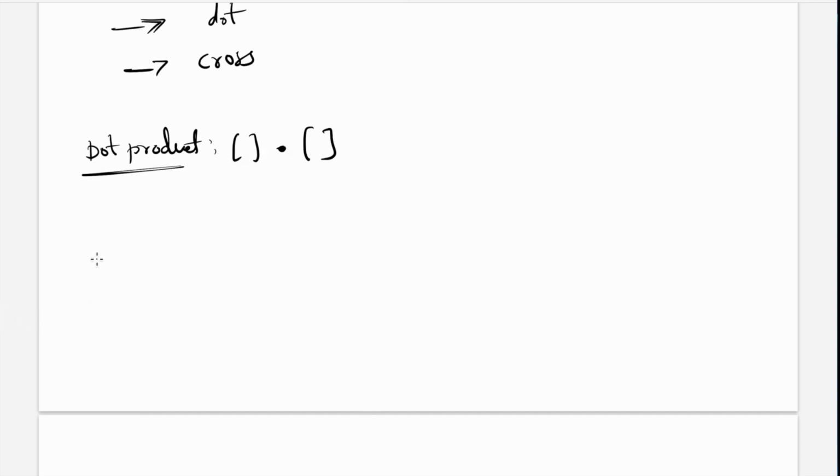As a simple example, if there is a vector A and a vector B, and we use the dot product there, then it will become A into B into cos theta. So why did the cos theta come?